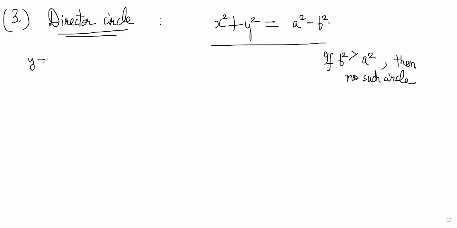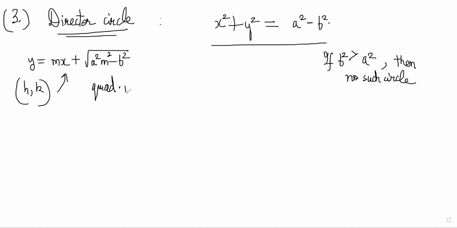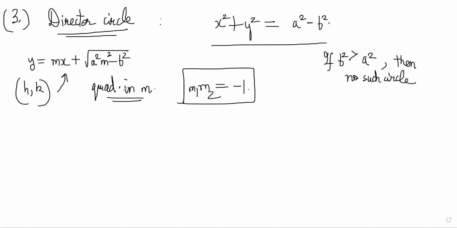So same method. You say tangent equation should be like this, right? And tangent should pass through h comma k. Put that here, and you will get a quadratic in m, right? And m1, m2, the roots of the quadratic should be -1. So from the equation, you will get an m1, m2 value in terms of h and k. That will give you this locus, right?